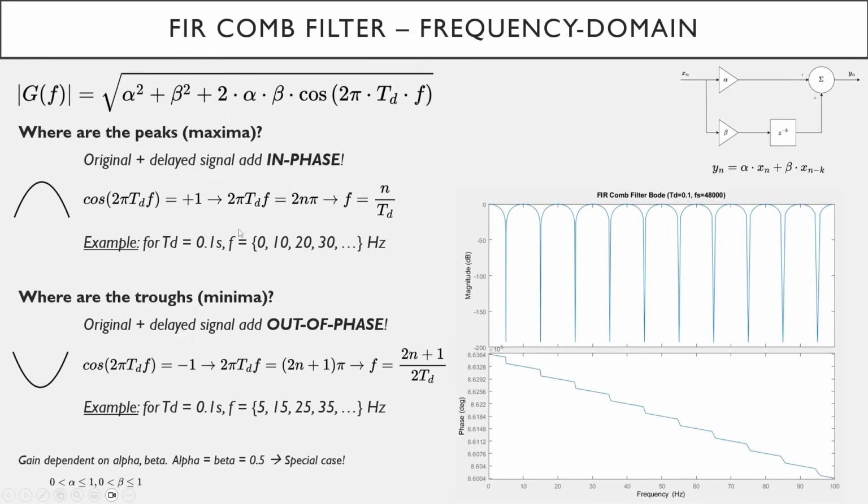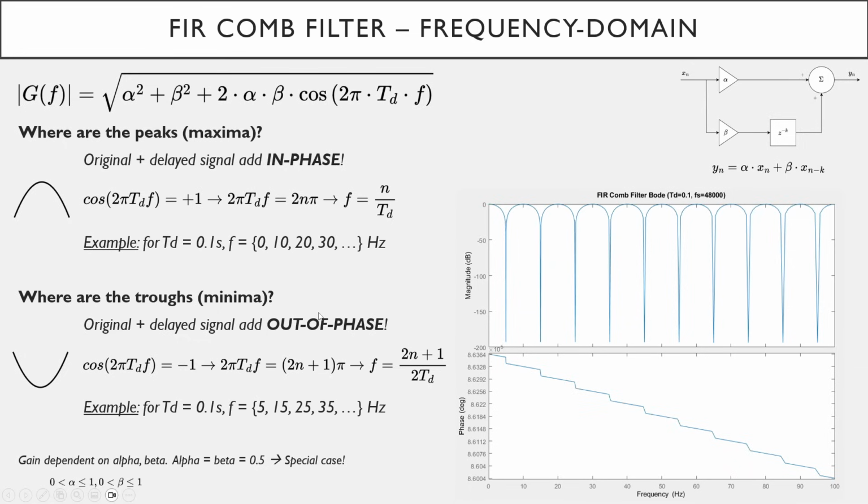So for example, if we choose a 0.1 second time delay, 1 over 0.1 is 10. So for multiples of 10, for example 0, 10, 20, 30, 40, 50 and so on Hertz, we shall get maxima. And that's exactly what we see on the Bode plot on the right hand side. So it's 0, 10, 20, 30, 40 and so on, we get our maxima.